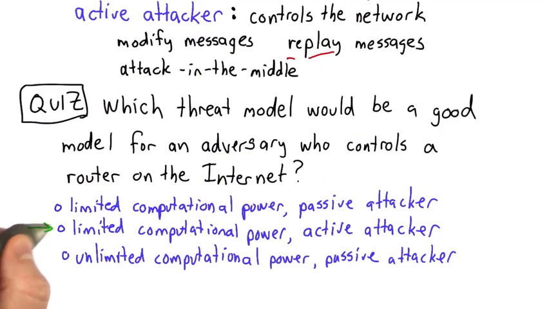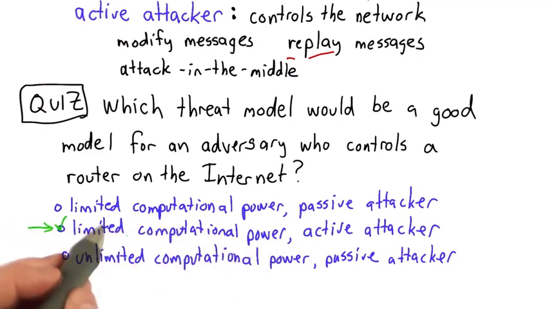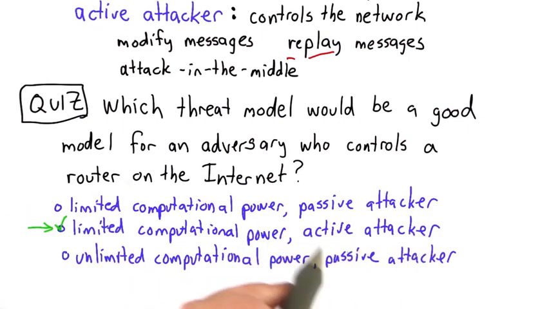The answer is this would be an attacker who has limited computational power, but does have active capabilities. Since they control the network, they can modify messages going through that router, they could replay messages, they could act as a middle attacker. They have lots of things they can do other than just intercept and try to analyze intercepted messages. And for most of what we're going to do, we're going to assume this threat model.